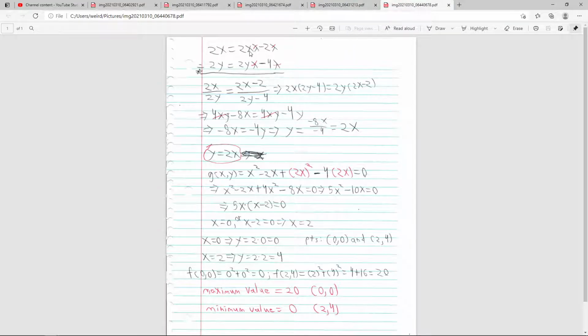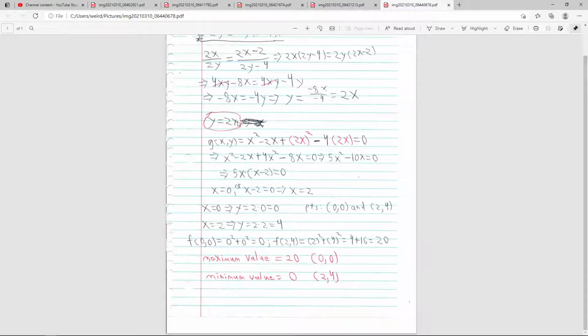So we eliminate lambda and have this in terms of x and y, and we can solve for x or y in terms of the other. We basically divide the two equations, the two relationships, and then we simplify by cross multiplying. Eventually we get it simplified down to negative 8x equals negative 4y, so y equals negative 8x divided by negative 4, which equals 2x. So y equals 2x.